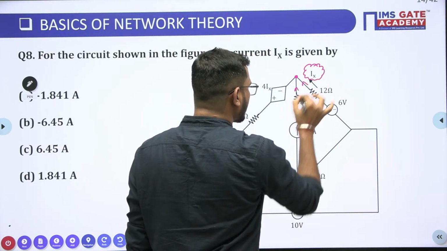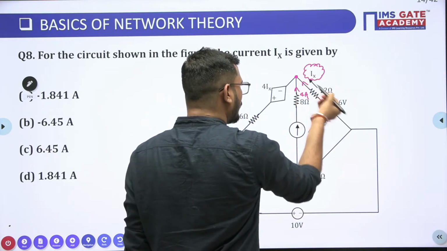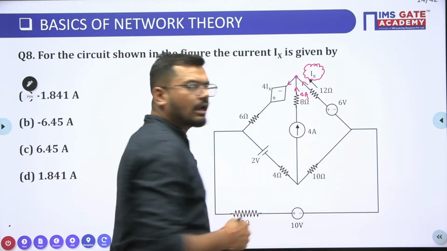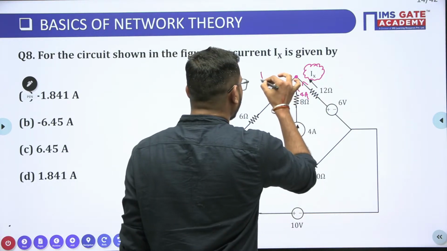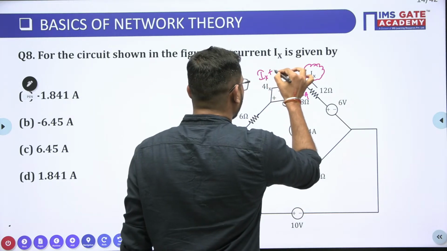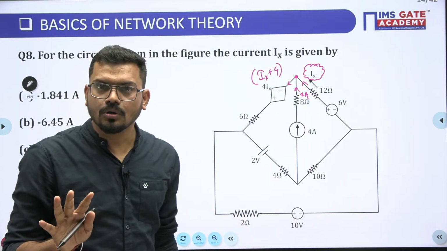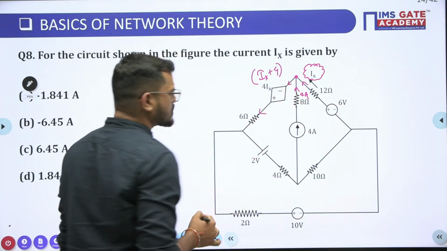What is this current, guys? This is 4 ampere. So if this is Ix and this is 4 ampere, total incoming current should be equal to total outgoing current. Is it clear now? So this current will be Ix plus 4. Is it clear? Yes or no? So this is nothing but Ix plus 4.